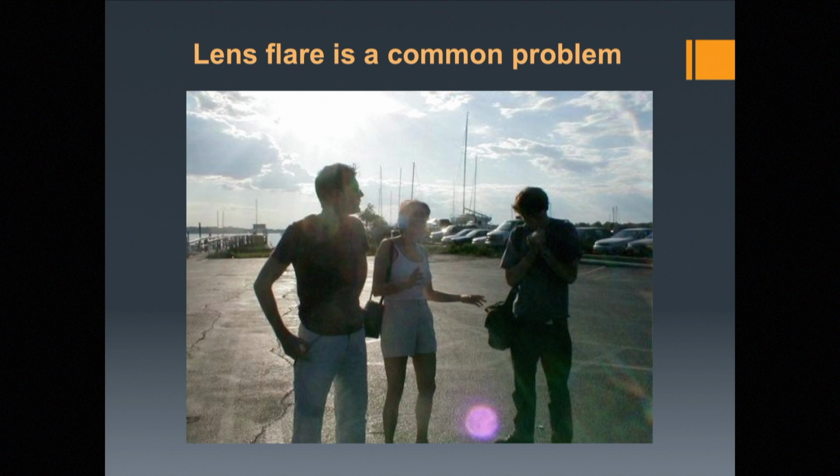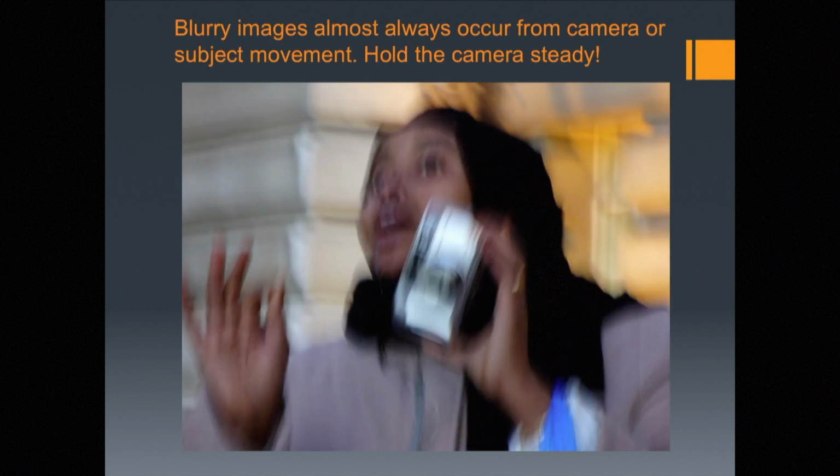Another problem we have are blurry images. They almost always occur from the camera or the subject moving. So as long as you hold the camera very steady, you'll be able to dispense with this blurriness because the modern cameras are really quite good at getting good, sharp, steady images. But one thing that will help you is don't bang your finger on the shutter button. Just gently press it, and that will keep the camera from jerking at the time of the exposure because that causes a lot of blurriness.